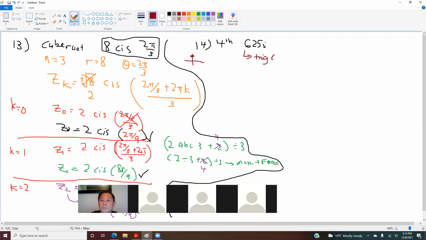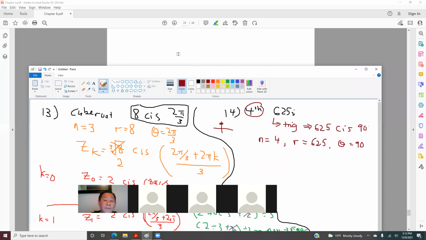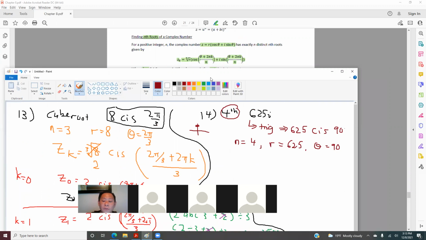625 CIS what? 90. Yes, this is 625 CIS 90. So you have to change it to this form first. Now, because I'm looking for the 4th root, n in this case is 4, r in this case is 625, and theta in this case is 90. Okay, and we're going to apply the formula of the nth root, which is this formula.